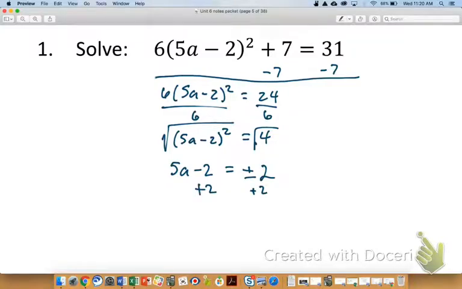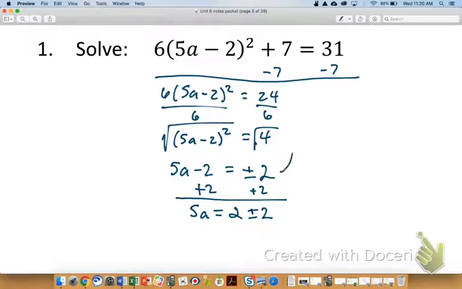This is where you're going to be tempted to do some really crazy things. Don't. Plus or minus 2 is 2 different numbers. I would suggest you write it like this: 5a equals 2 plus or minus 2. I know you want to write plus or minus 4, don't you? Wouldn't that make sense then? No, plus or minus 2 is 2 different numbers.